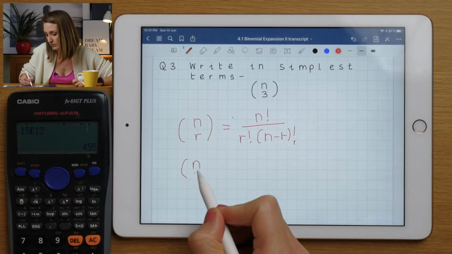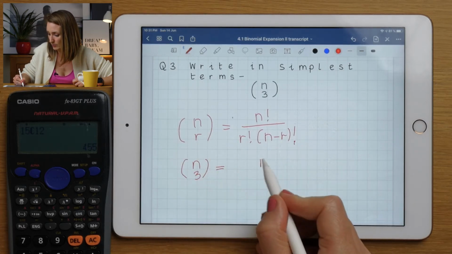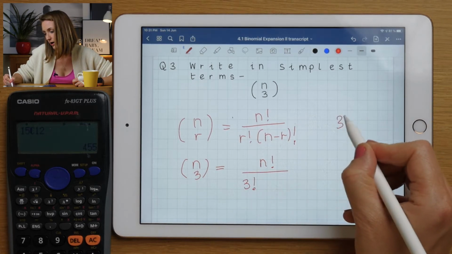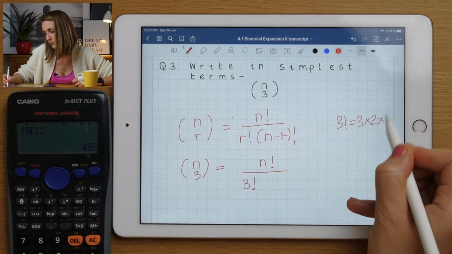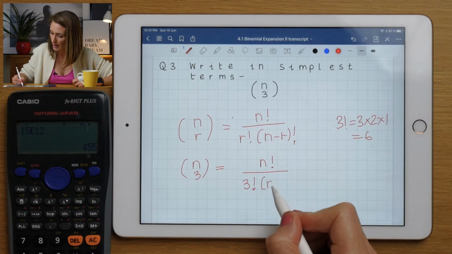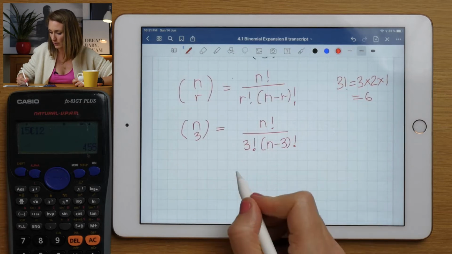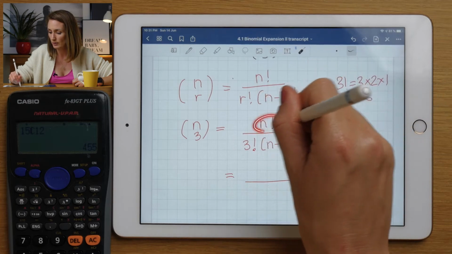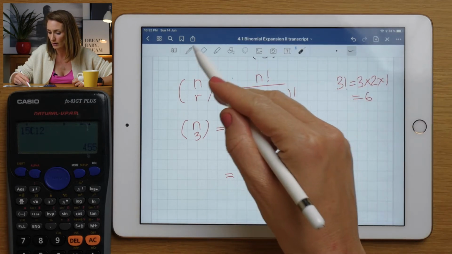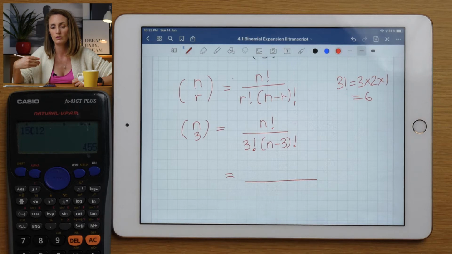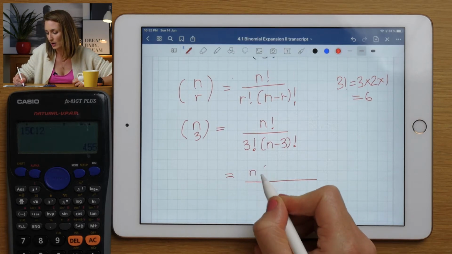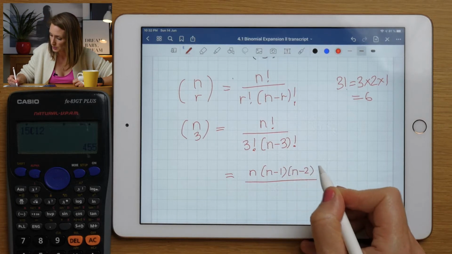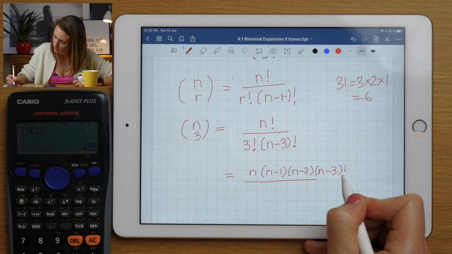Right, so n choose 3. So I'm going to replace all the r's with 3. So I'm going to have n factorial divided by 3 factorial. FYI, 3 factorial is 3 times 2 times 1, which is going to be 6. And n minus 3 factorial. Now, we want to break down the higher factorial. Now, in this case, what's higher between n and n minus 3? Well, it's n, right? So we want to break it down just like we would do with a number. Now, each time we're going to be subtracting 1. n minus 1, n minus 2, n minus 3 factorial.